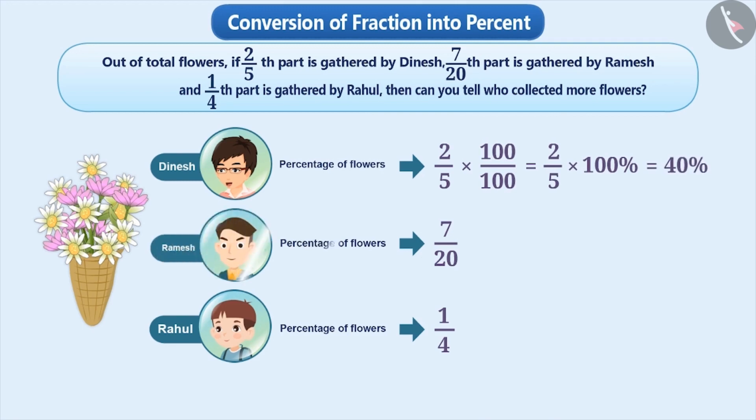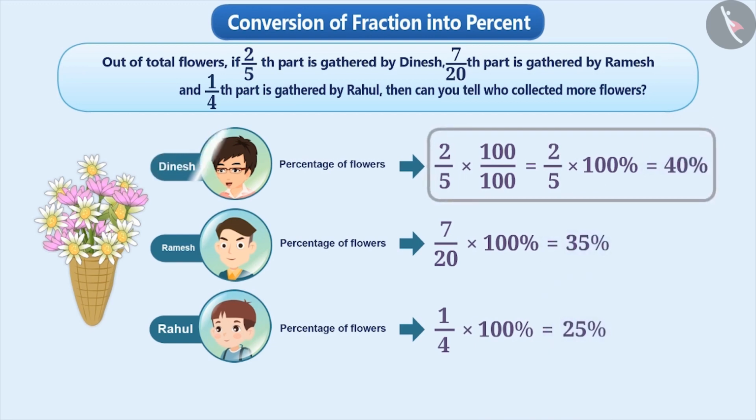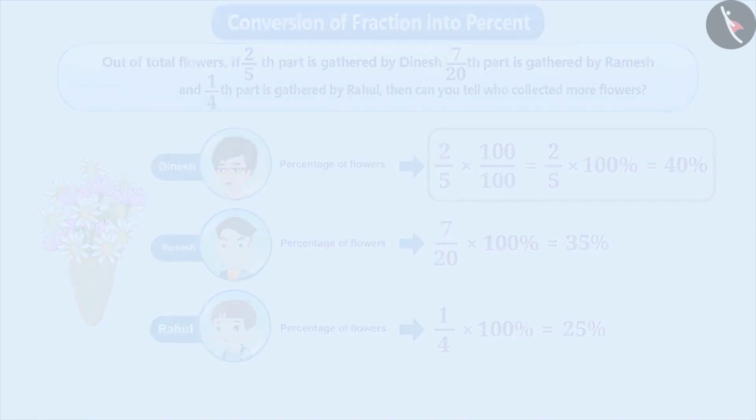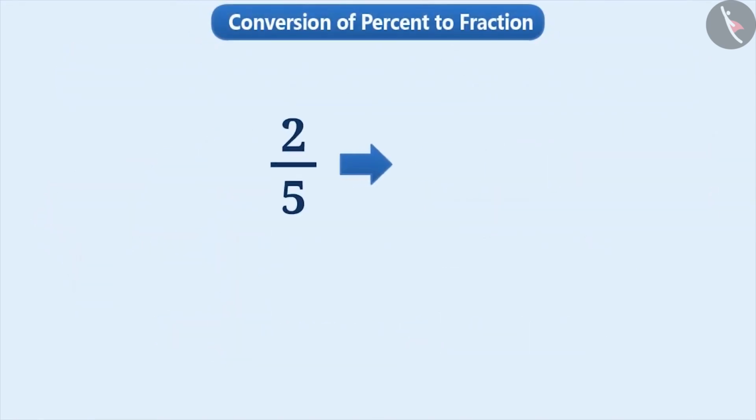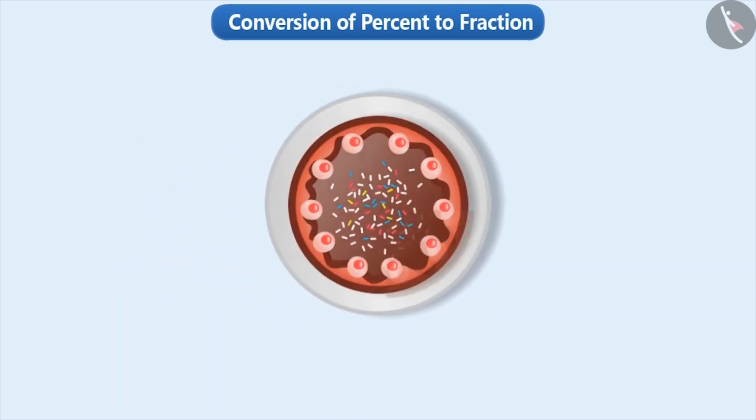Similarly, we can say that percentage of flowers collected by Ramesh is equal to 7 by 20 into 100%, which is equal to 35%. And Rahul collected 1 by 4 into 100%, which is equal to 25%. By comparing percentages, we can say that maximum flowers, 40%, were collected by Dinesh. Till now, we have learned the conversion of fractions into percentages. Sometimes, it is necessary to convert percentage into fraction.